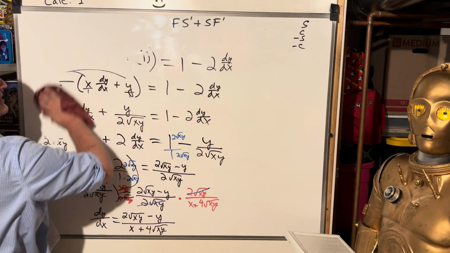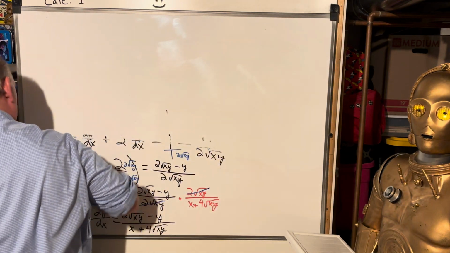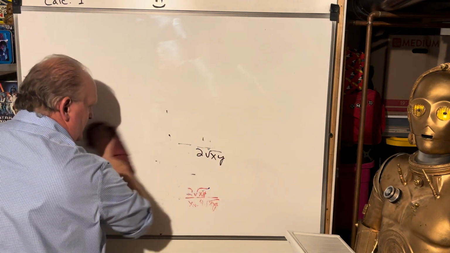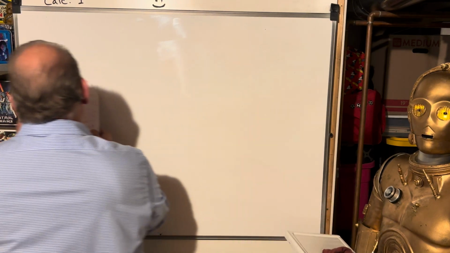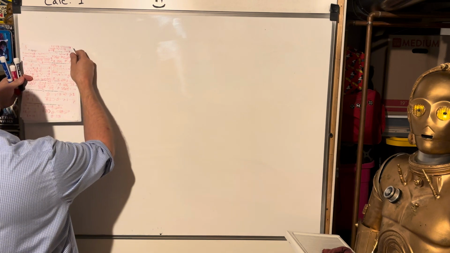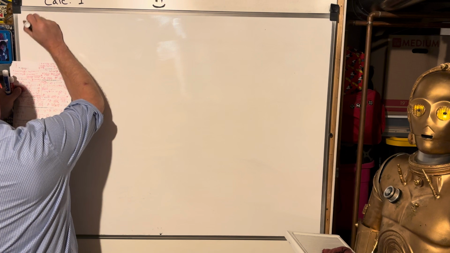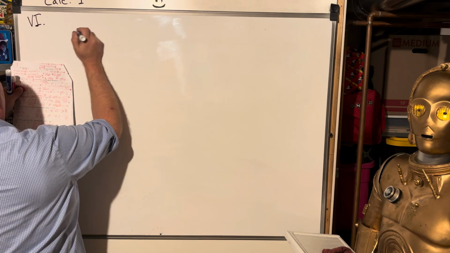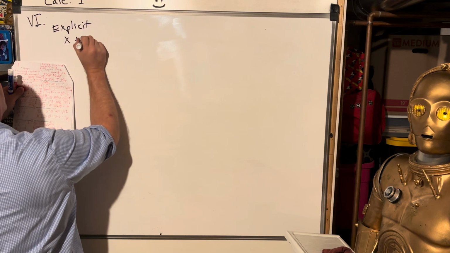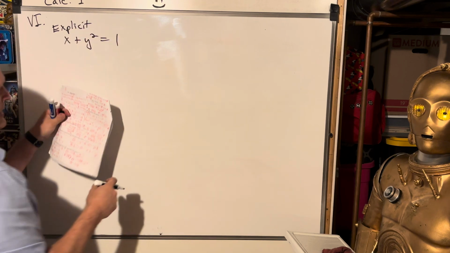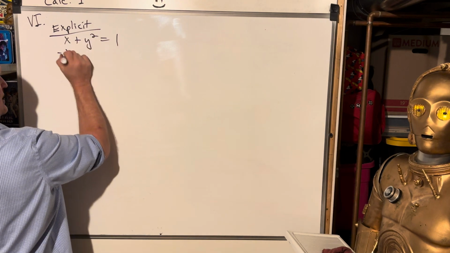Let's look at 6. And 6 we can actually do in 2 different ways. And then we can show that the answers are the same. Oh boy. Won't that be fun? So let's take a look. 6. We could do explicit, which means I could solve this for y and then do the derivative. So let's do it that way first. Solve it for y.